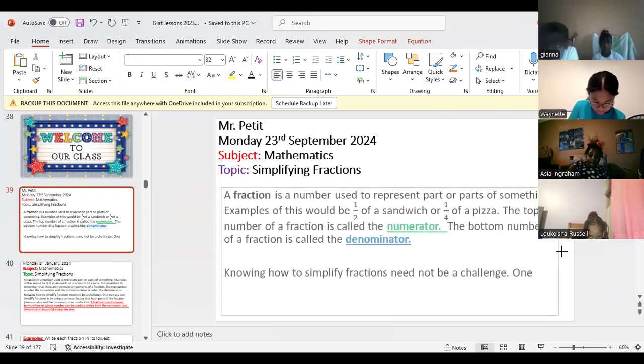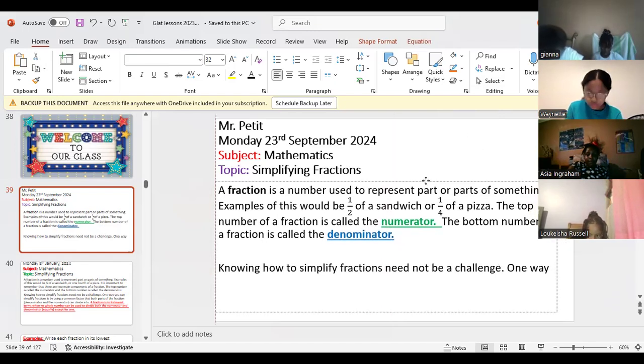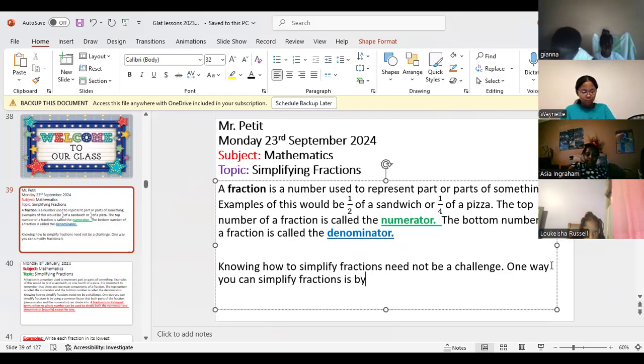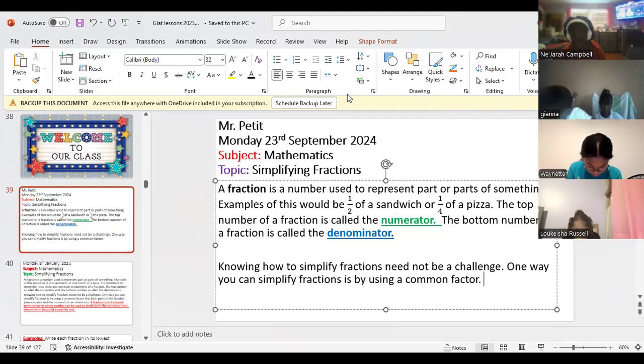Simplifying fractions. Knowing how to simplify fractions need not be a challenge. One way you can simplify fractions is by using a common factor. So we could use a common factor to help us to simplify our fractions.